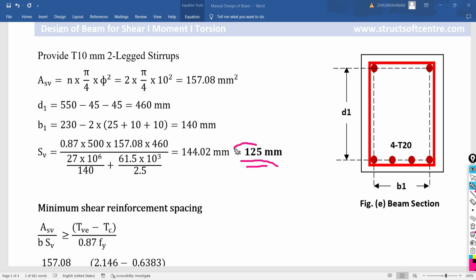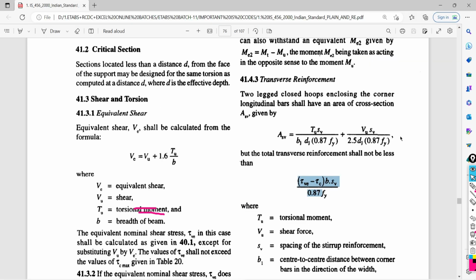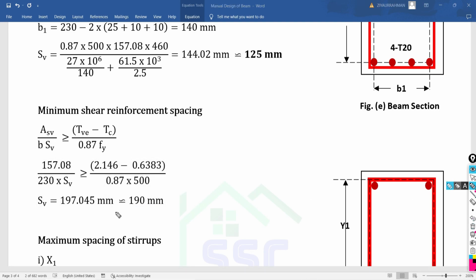But we have to check this spacing with the maximum and minimum criteria. The minimum shear reinforcement criterion suggests that your spacing in any case should not be more than this value. The equation for this spacing is given in your IS 456-2000, in the same clause 41.4.3. So I am going to use this equation to calculate the spacing. Again, put all the values in this equation. We are getting the value as 190 mm, but we have provided the spacing as 125, so that is okay. Reinforcement will be a little bit closer to each other, which is a good thing.